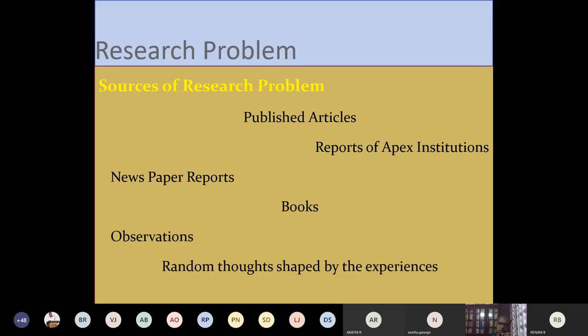The articles published by researchers in the field in which you are planning to do research. Say, for example, if you are planning to do research in brand loyalty or brand image or in customer relationship management or with respect to micro insurance, whatever it be, you have to identify the most popular research articles published by leading researchers in that particular field. You go through the articles, and you will get more and more ideas about the problem you can undertake.